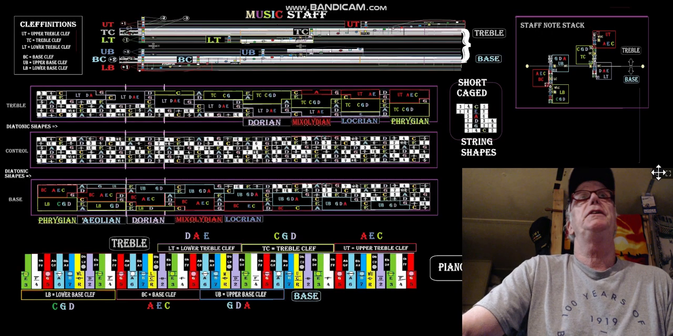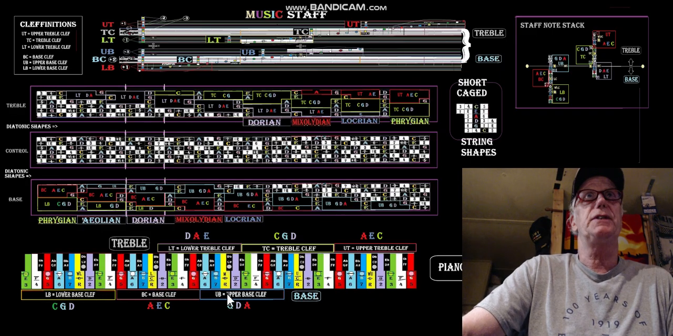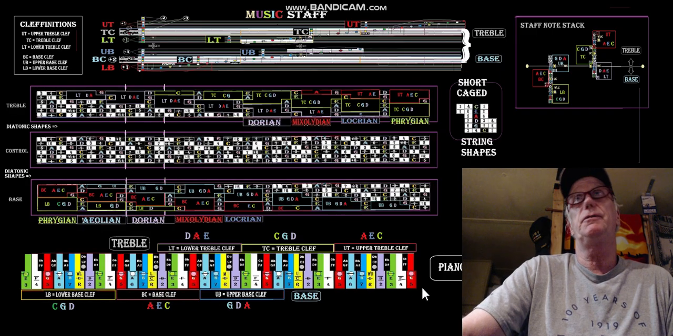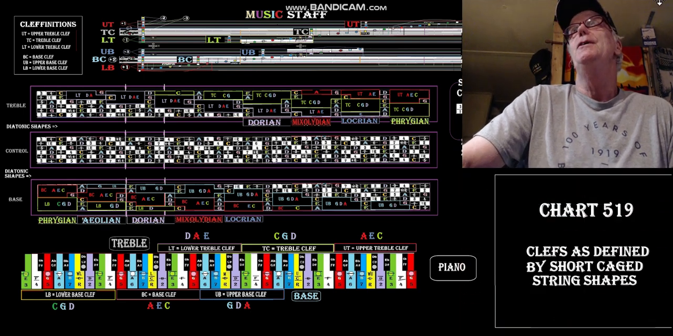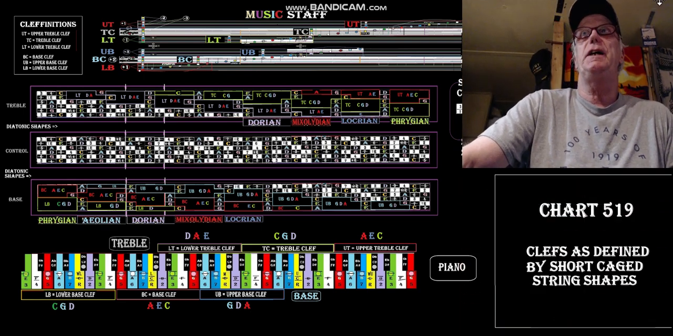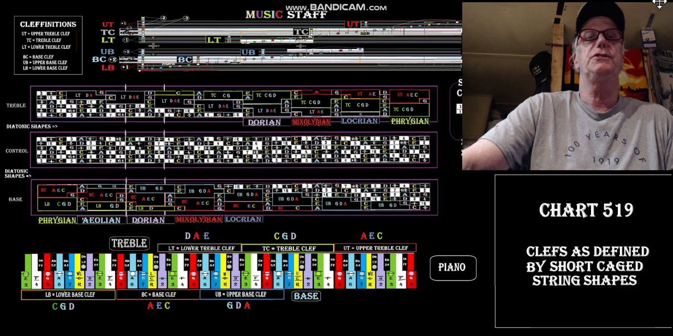As far as how I've indicated, there are no mistakes down here, lower bass clef. No more bloopers. 519. Clefs is defined by short cage string shapes.